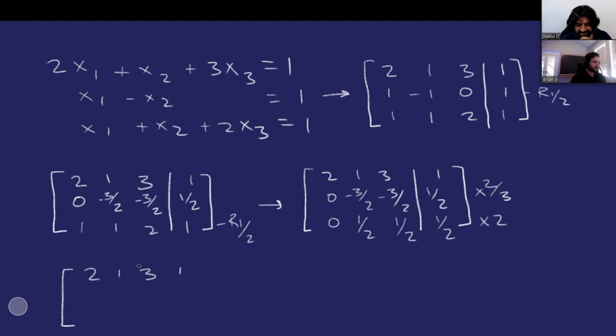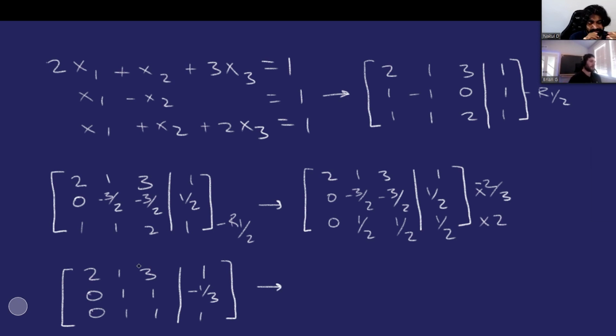2, 1, 3. Actually, I multiply by negative 2/3. So it's 1, and then I guess negative 1/3, right? Negative 1/3. And then 0, 1, 1, 1, 1. Yeah, that's a significantly more aesthetic matrix. Okay. So now, oh, we can just multiply.